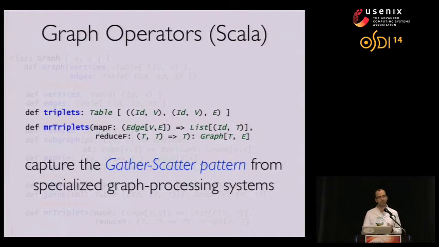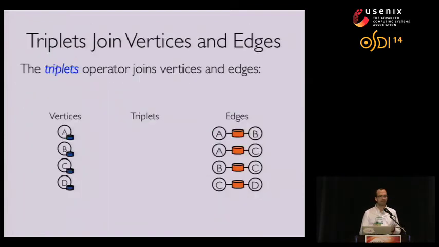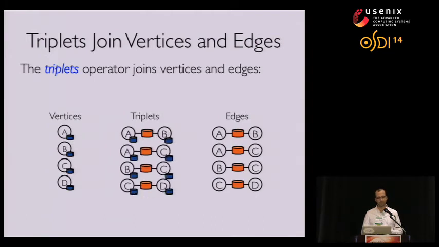And so these are the operators that are going to embody this gather-scatter pattern that I described earlier. The triplets operator is actually very simple. We're going to take the vertex table and logically join it with the edge table. So for each edge in the edge table, we're going to attach the source and destination vertex properties with that edge. And we're going to do that for all the edges in the edge table.